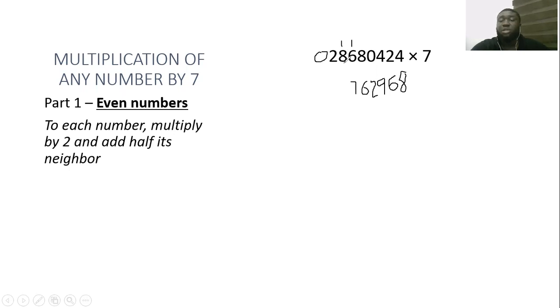8 multiplied by 2, we have 16. 16 plus 3, we have 19. 19 plus 1, we have 20. So we write down 0, and we carry 2. 2 multiplied by 2 is 4. 4 plus 4 is 8. 8 plus 2 is 10. So we write down 0, and we carry 1. And finally, 0 multiplied by 2 will give us 0. So 0 plus 1 is 1, plus 1 we have 2.